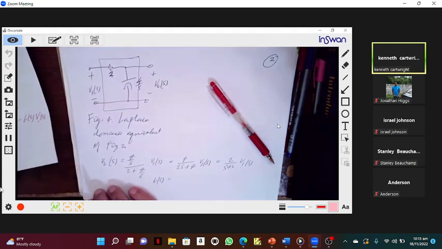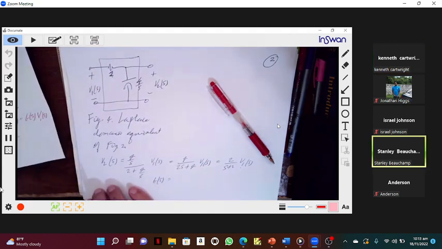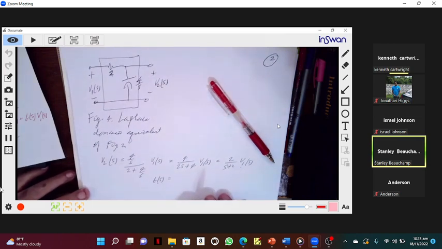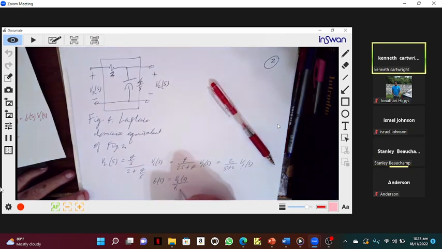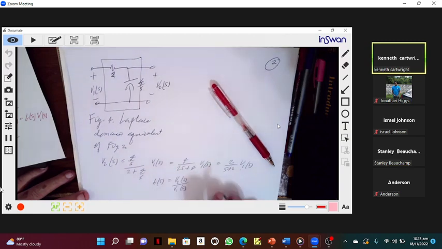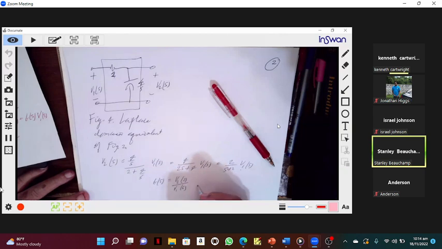Folks, I just gave you this answer. I think that's V2. That's the same answer we got over. V2 of S divided by V1 of S, that's G of S. Therefore, what's V2 of S?